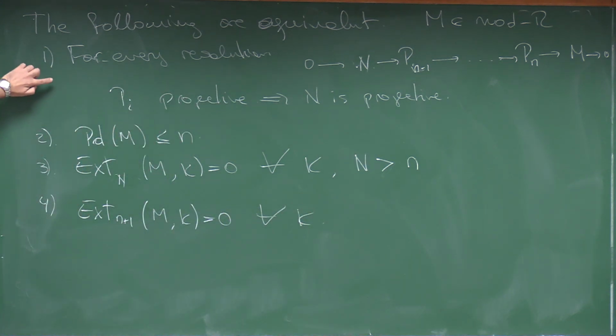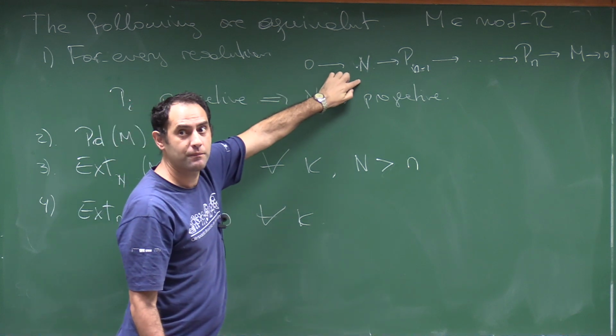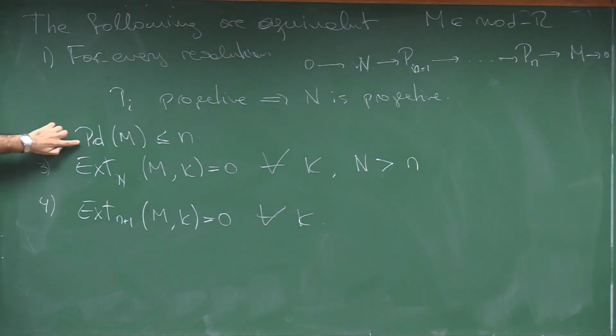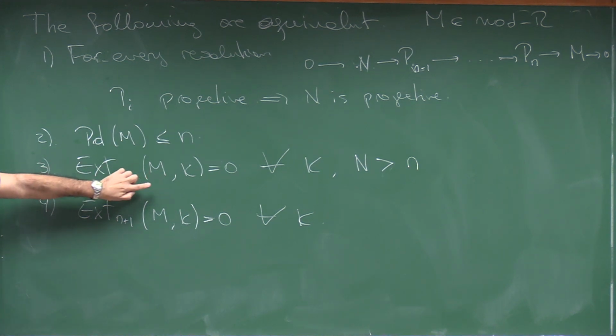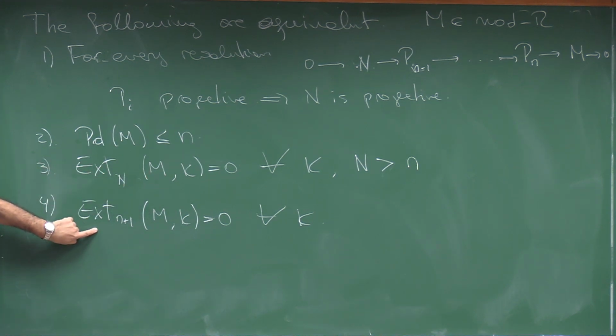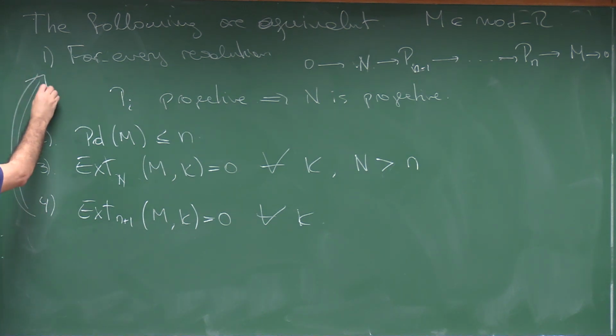Now, this is clear, because if N is projective, I gave you a resolution of the right length. If the projective dimension of M is less or equal than n, then you have a projective resolution of length less or equal than n. Therefore, all higher Ext groups are 0. Same thing, you use that resolution for N. And this obviously implies this. So the only thing to prove is that this implies this.